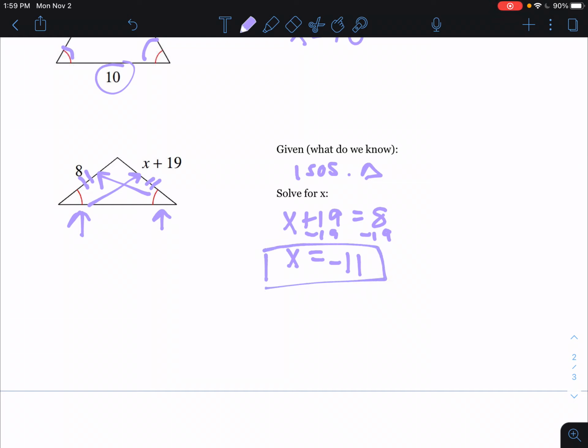It's okay to have a negative x. What's not okay is to have a negative side length. So if we plug in negative 11 over here, that means our side length is still positive, but it's okay to have a negative x.